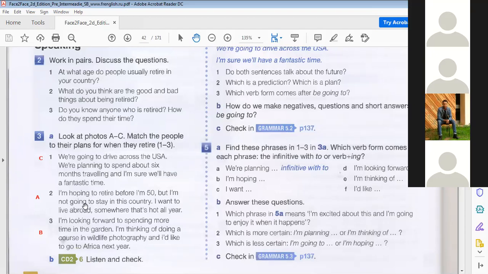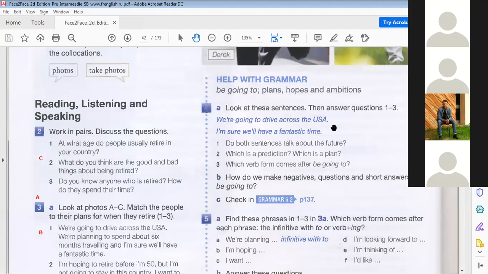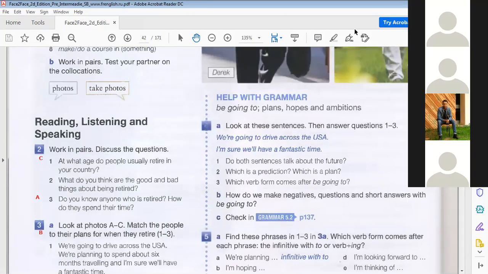Okay, so our guesses are right, and these are some of their plans when they retire. Now, let's talk a little bit about grammar here in number 4. So we want to talk about 3 things here. The first part is be going to. So we want to use be going to. And then we have plans, hopes, and ambitions.